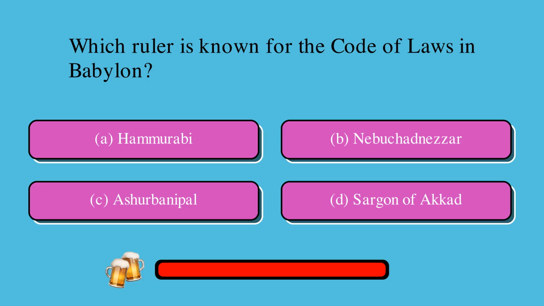Which ruler is known for the code of laws in Babylon? Is it A, Hammurabi, B, Nebuchadnezzar, C, Ashurbanipal, or D, Sargon of Akkad? The correct answer is A, Hammurabi.